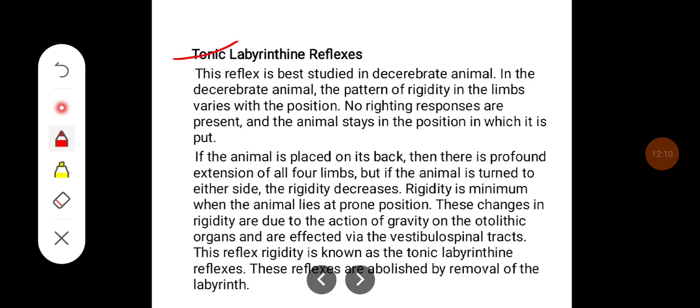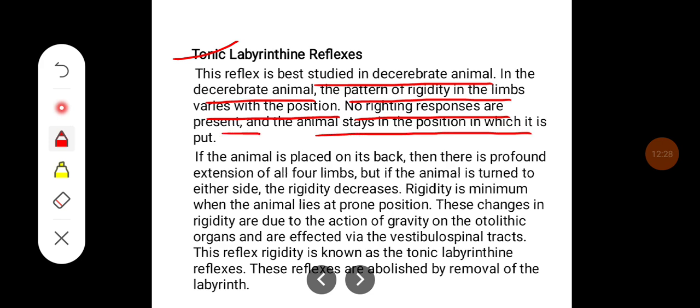Then tonic labyrinthine reflexes. This reflex is best studied in a decerebrate animal. In the decerebrate animal, the pattern of rigidity in the limbs varies with the position. No righting responses are present, and the animal stays in the position in which it is put.